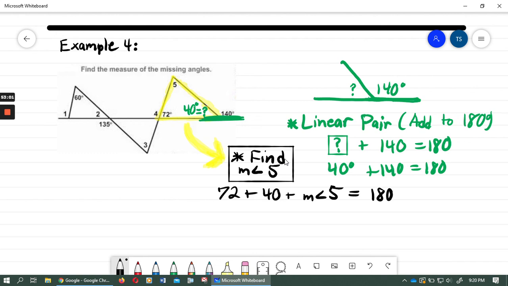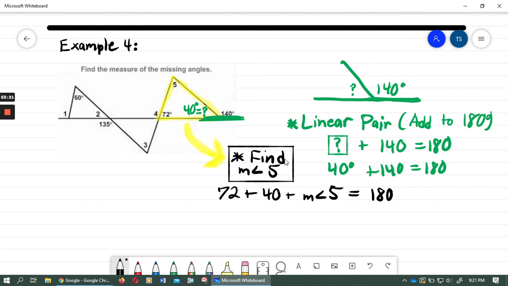All right, so 72 plus 40 plus the measure of angle 5 equals 180, right? For this triangle that I've got highlighted in yellow. Okay, that should make sense. And based on our last 3 examples, we should know where this equation came from.